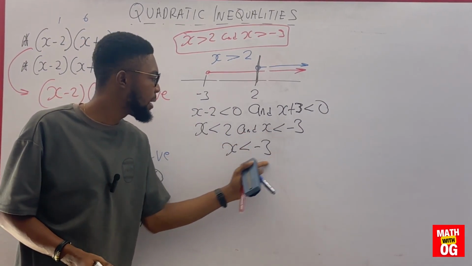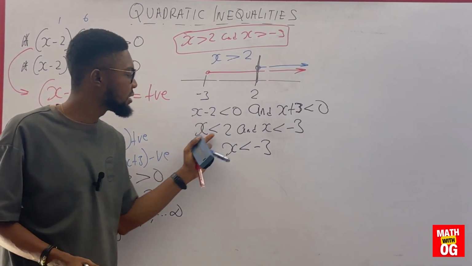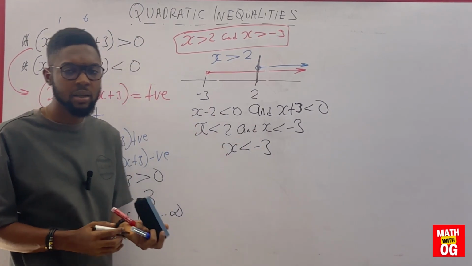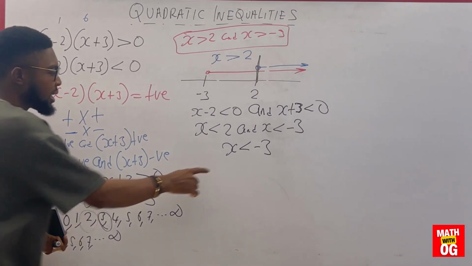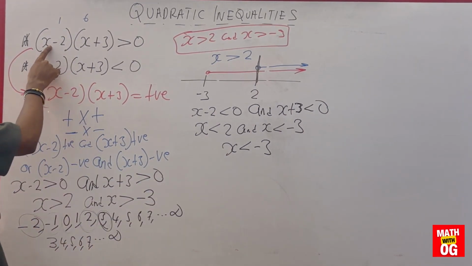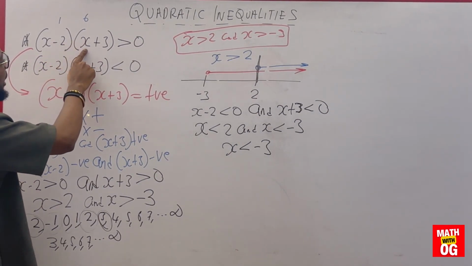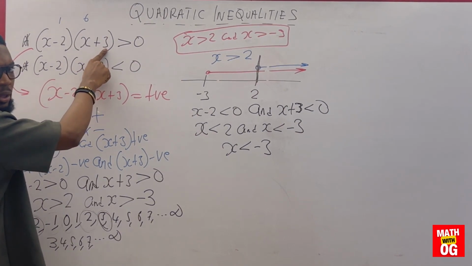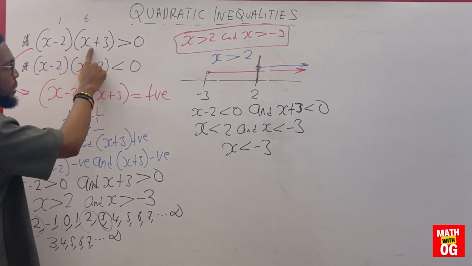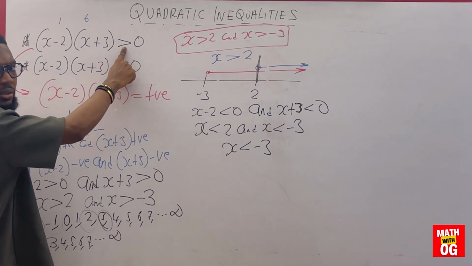So when x is less than minus 3, that is the solution of x is less than 2 and x is less than minus 3. Now we can check, pick any value less than minus 3 and put it here. So we can pick a minus 5. Minus 5 minus 2 is minus 7. Minus 5 plus 3 is minus 2. Minus 7 times minus 2 will give you a value greater than 0.